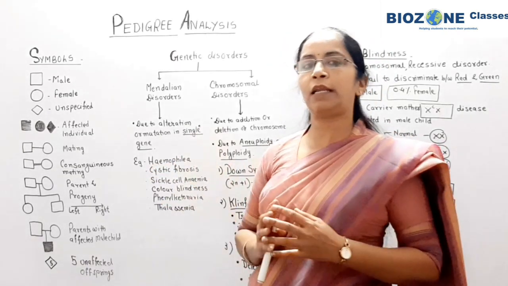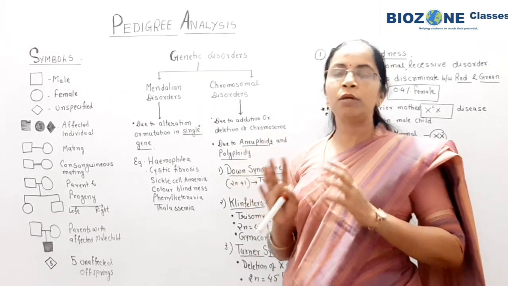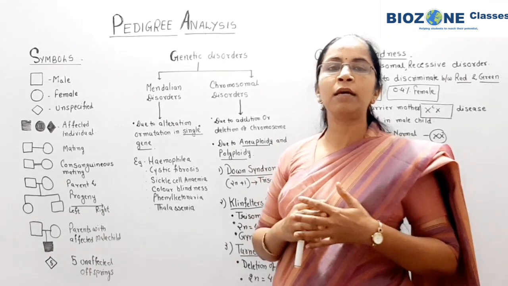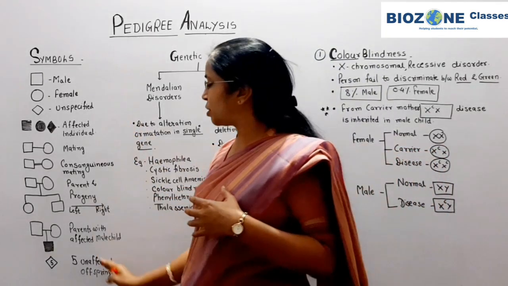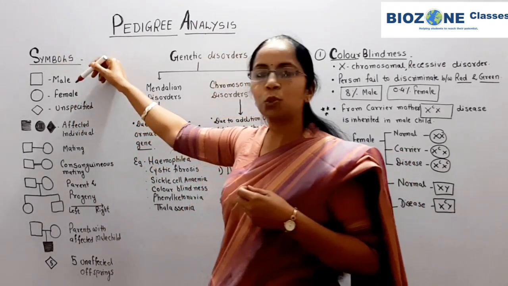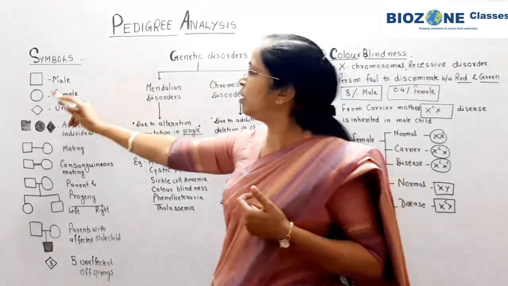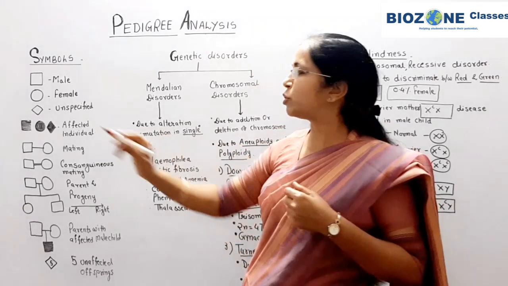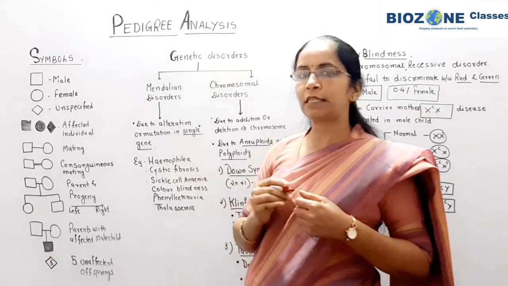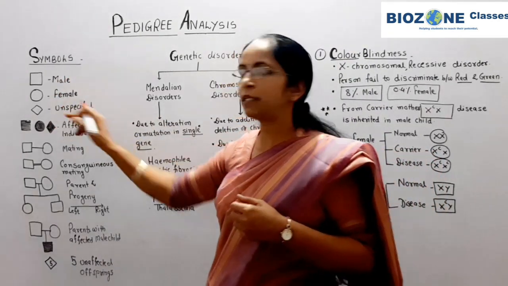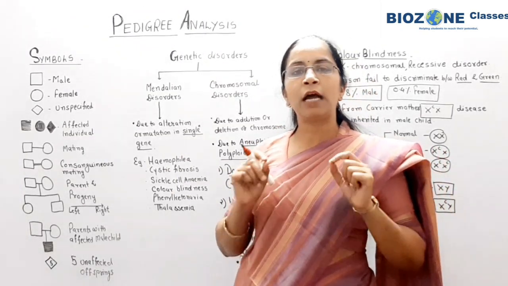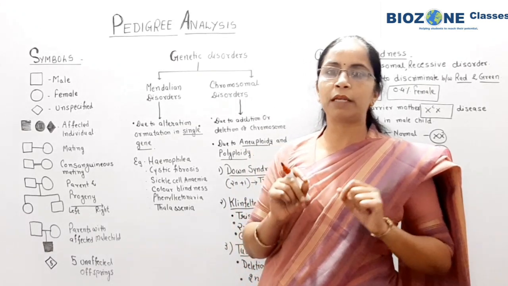So in pedigree analysis I include the most important part and the questions which are repeatedly asked in last year exams. When we study about the symbols, remember one square box is used. That square box is used for expression of a male individual. The circle is used for the female, and this kind of symbol is used for sex unspecified. Now when all these three symbols are not filled or not shaded, that means the individual is healthy and normal, the genetic disease does not appear in that individual.